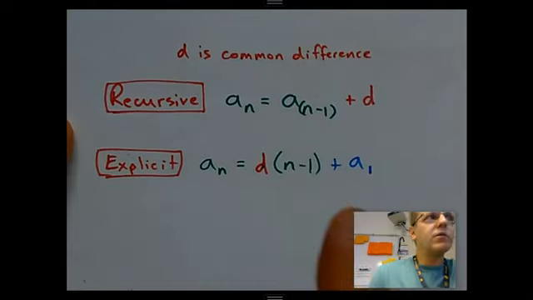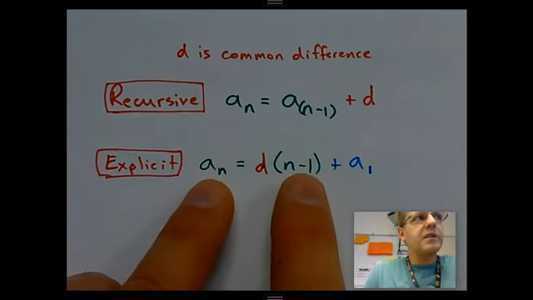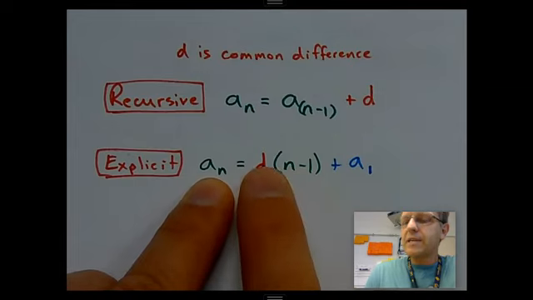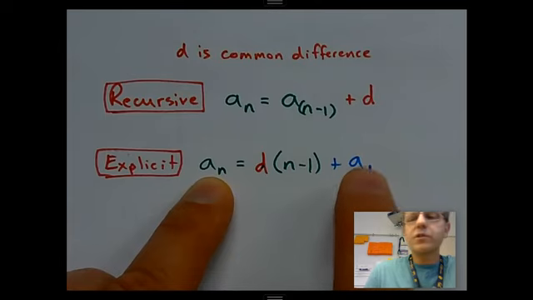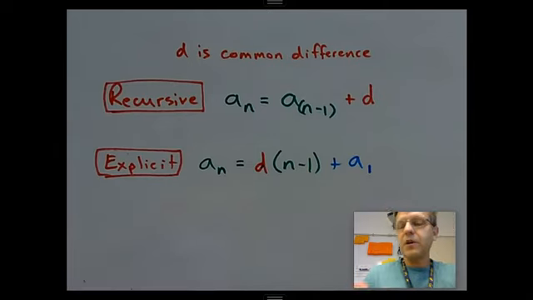Okay? So when you're doing these, when you go to type them in for the explicit formula, the green part stays the same. All you need to do is change the d for what it's adding by or subtracting by, and change the a for the first term in the sequence, the first one. And that's it.